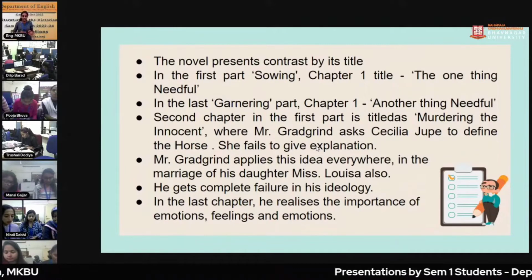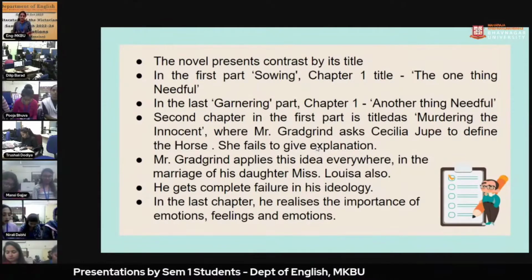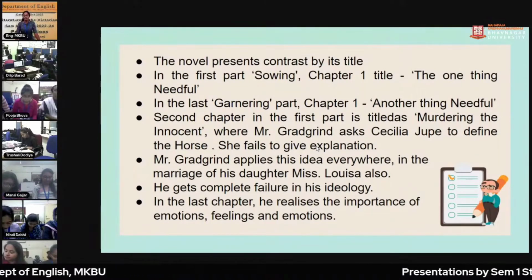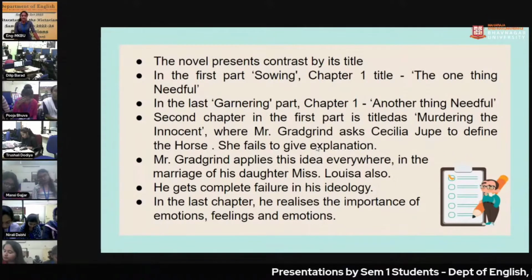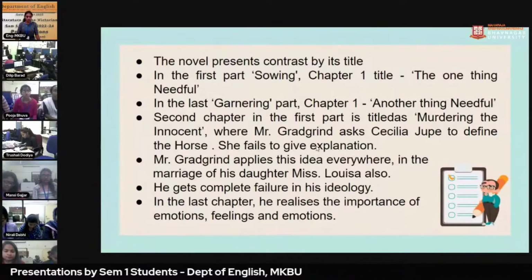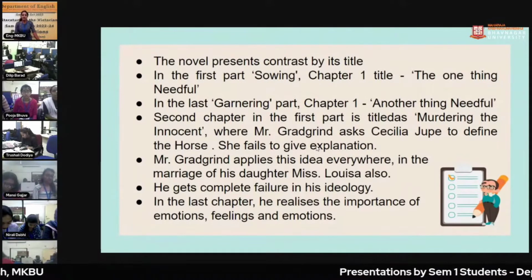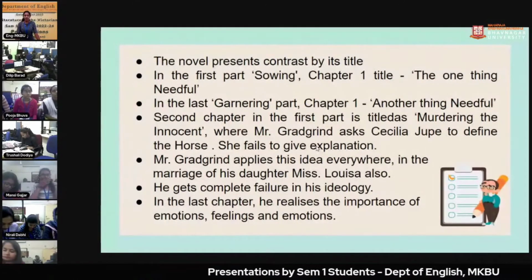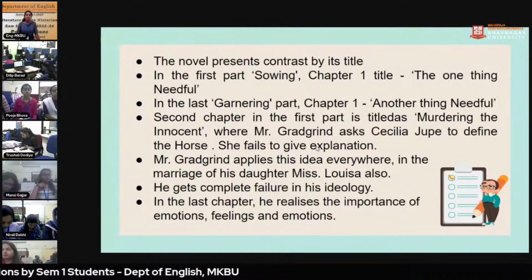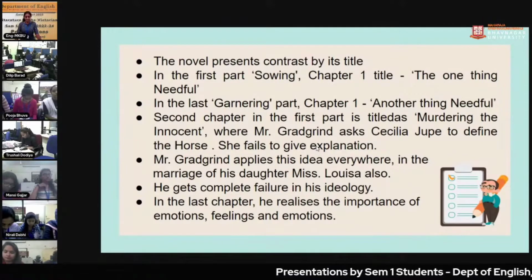The second chapter of the first part is titled Murdering the Innocents. So it moves from facts to murdering the innocents, showing how only facts can harm children. In this scene, Mr. Gradgrind asks Miss Cecilia Jupe to define a horse, as her father works in a circus with horses and takes care of them. But she fails to give an explanation of a horse, and another student gave it properly, yet she knows better than him. He just has the explanation, not the information so closely as Cecilia Jupe has.